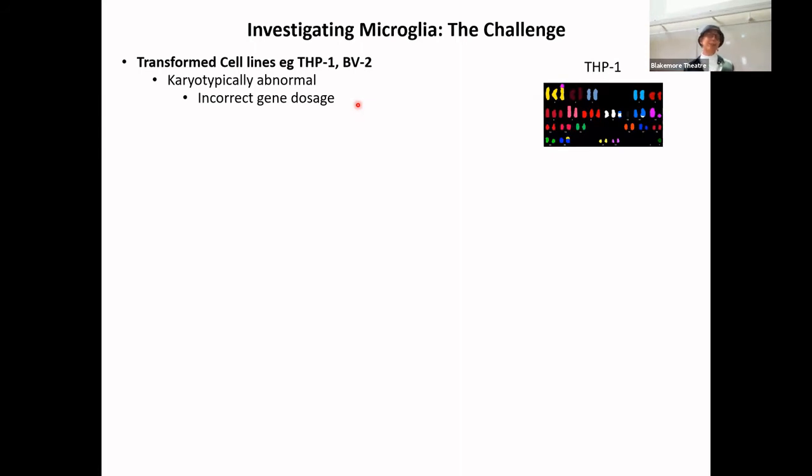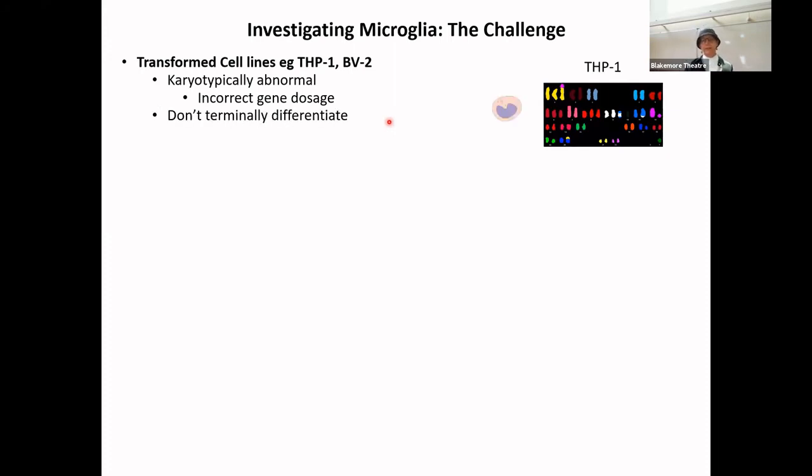And this is really problematic for the diseases that we're studying, because, for example, in Parkinson's disease, just a doubling of the amount of alpha-synuclein in patients who have a triplication of the alpha-synuclein locus can lead to early onset, familial Parkinson's. And so it's clearly not a good idea to be trying to model those kinds of diseases with cells that are karyotypically abnormal in the first place.